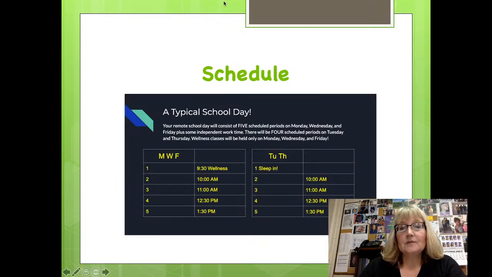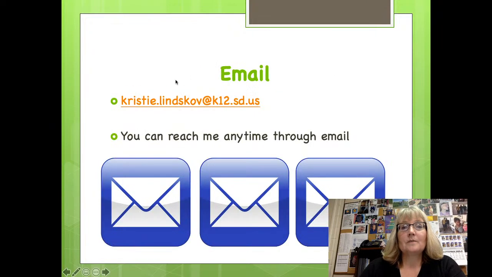This is the schedule. You should have all received this in your orientation packet. This was from a slideshow. Mondays, Wednesdays, and Fridays, you will have wellness. Everybody has wellness at 9:30. And then you'll have class at 10, 11, 12:30, or 1:30. Tuesdays and Thursdays, there's no wellness. So you get to sleep in. And then you'll have classes at 10, 11, 12:30, and 1:30 again. So you should have a copy of this schedule.